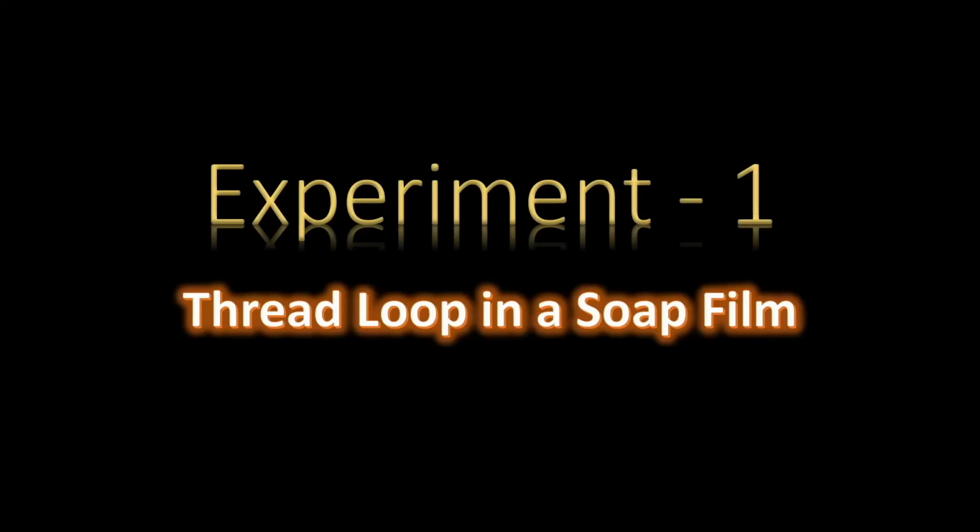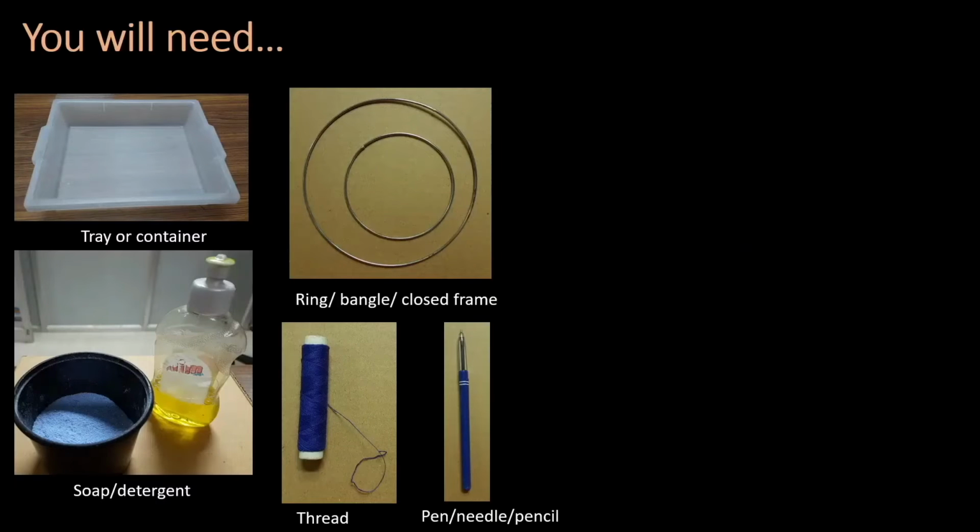So the first experiment we are going to perform is a thread loop in a soap film. Now let's see what you need to conduct this experiment yourself at home. You need a tray or container. You can also take a plate which can hold some water. You would need a soap or detergent, and of course you need water. You'll need some closed frame. It can be rectangular, square or circle, anything. You can also borrow a bangle from your mom if you don't have anything else.